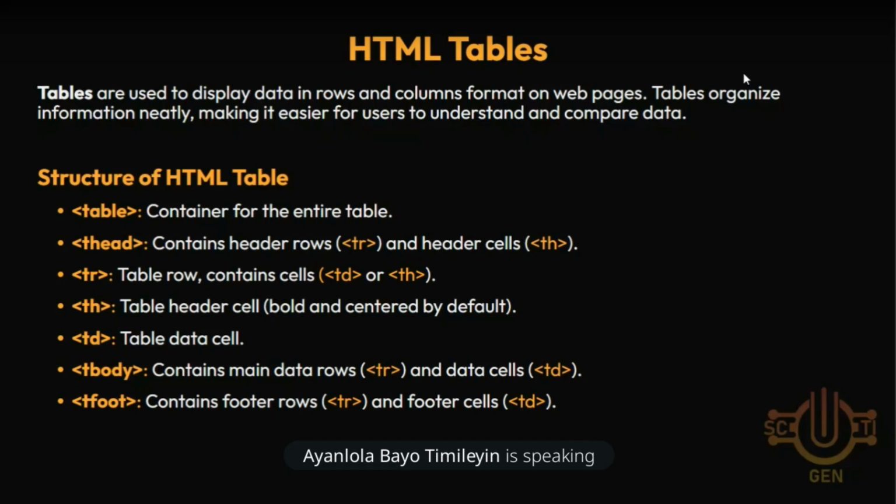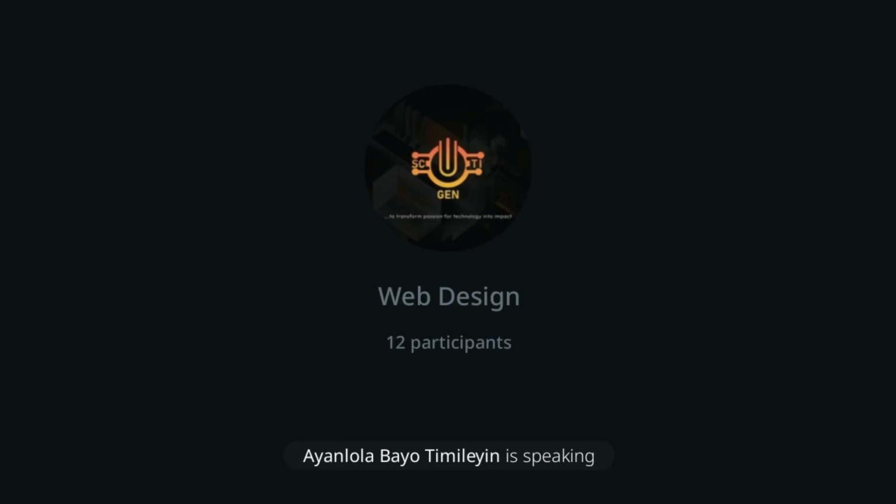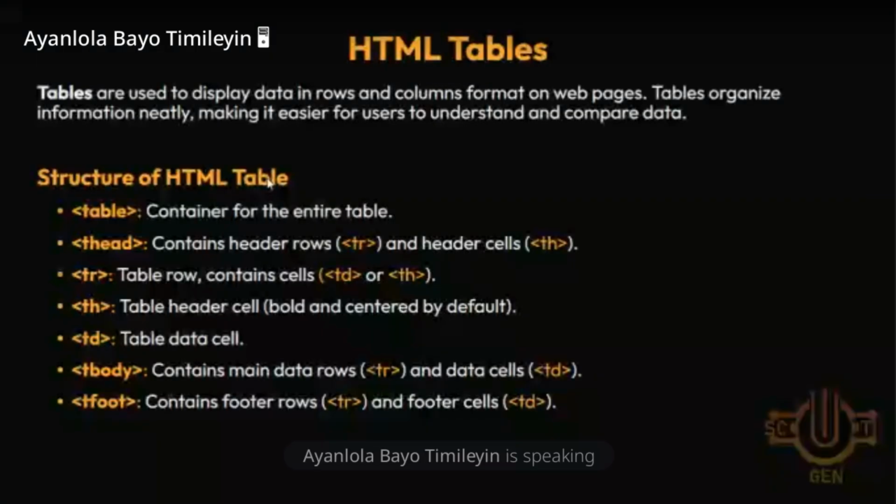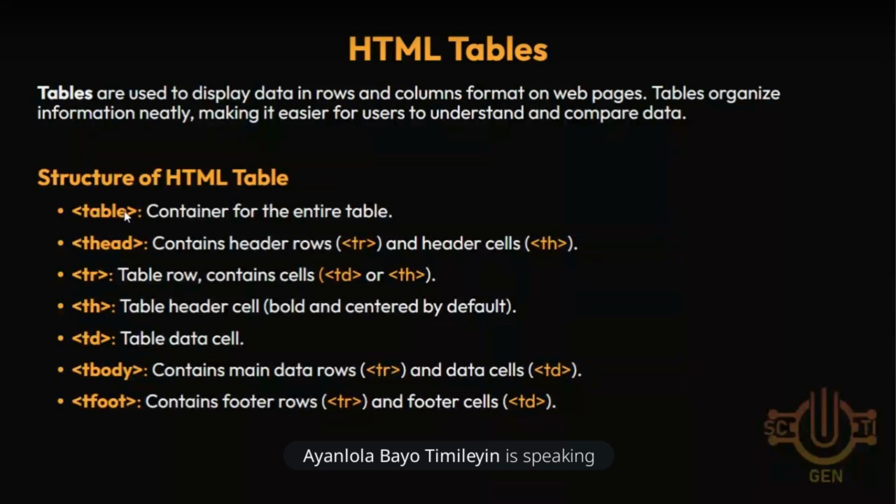Tables are used to display data in rows and columns formats on web pages. Tables also organize information neatly, making it easier for users to understand and compare data. And then we have the structure of an HTML table, which means we have tags that we use whenever we want to create a table in HTML.